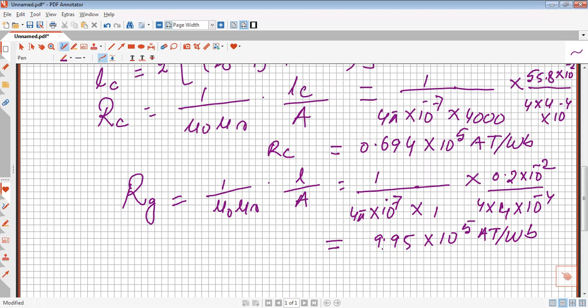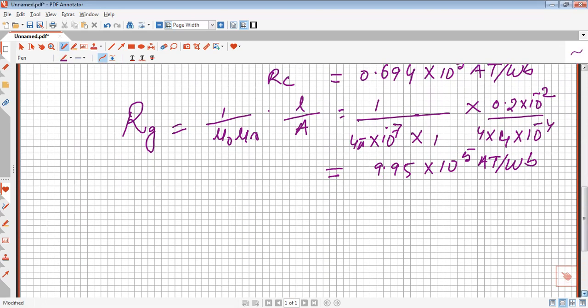Here we can see that the reluctance of the air gap is very, very high as compared to the reluctance of the core. So to flow the magnetic flux in air is very difficult. That is why we design a magnetic material having very small reluctance. So now everything is known. We can use this formula, phi equal to, just like Ohm's law, mmf divided by reluctance of the core plus reluctance of the gap.